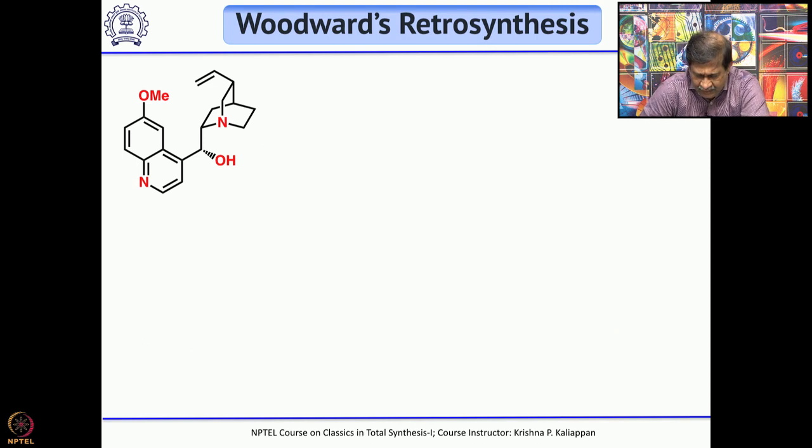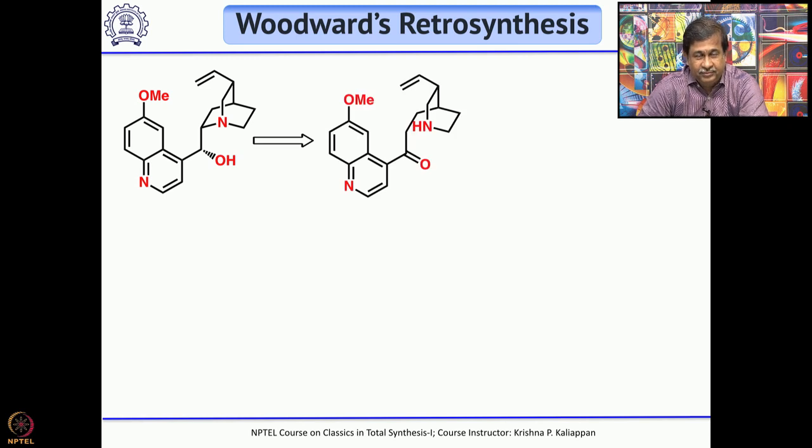So, according to Woodward, quinine can be made from quinotoxin, because quinotoxin had already been converted into quinine by Paul Rabe and Kindler.